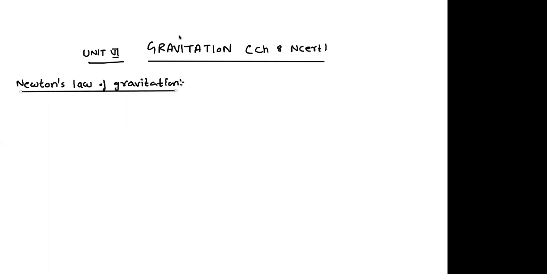Newton's law of gravitation says if you have two masses, a body of mass m1 and another body of mass m2, placed at a separation r, then these two bodies will attract each other due to a force which is known as gravitation force. These two masses will always attract each other, whether they are placed on the surface of Earth or anywhere in the universe.